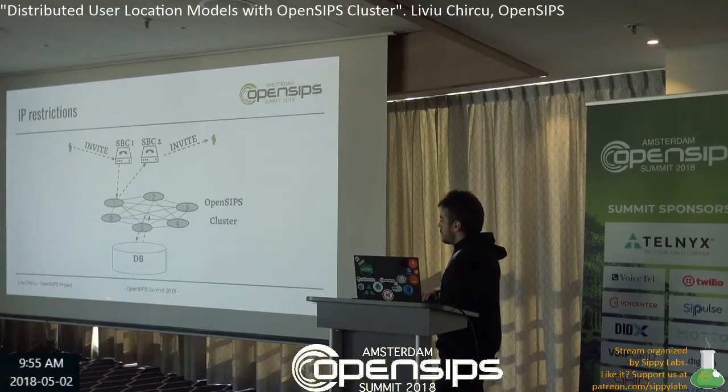Let's go through the problems and how we solve them. IP restrictions are kind of similar. Again, the data no longer lives in the cluster. It is shifted towards the bottom, kind of a DB-only mode. And all the path headers live in there. An INVITE arrives to the cluster, we fetch it from the database, and route it out through the proper SBC.